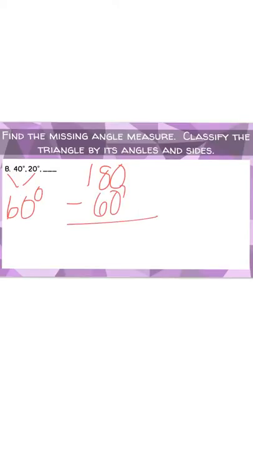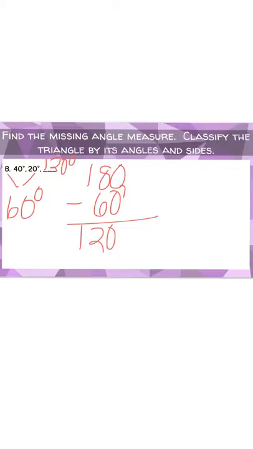B, 40 degrees and 20 degrees. Again, remember that all three angles will add up to 180 degrees. So if we add 40 and 20, we get 60 degrees, and we subtract this from 180. That gives us 120 degrees. So we know our last angle measure is 120 degrees.